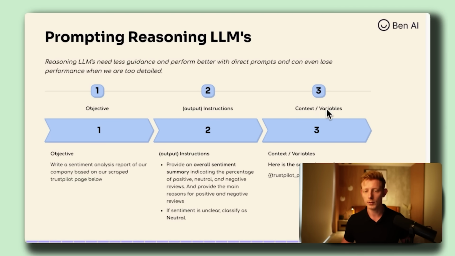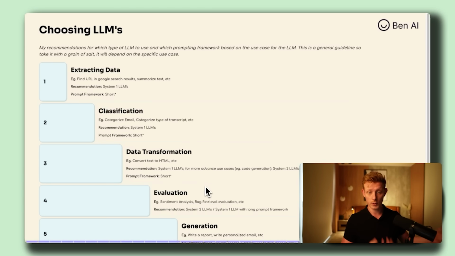And then we have the context variables, where we give it more context. In this case, the scraped Trustpilot page. But again, you can see it's a lot more direct, a lot more simple. We give a lot more freedom to these reasoning LLMs, and usually they perform a lot better like this. Now, when do you choose which one? Do you choose a non-reasoning or a reasoning model, and which prompt framework should you use?